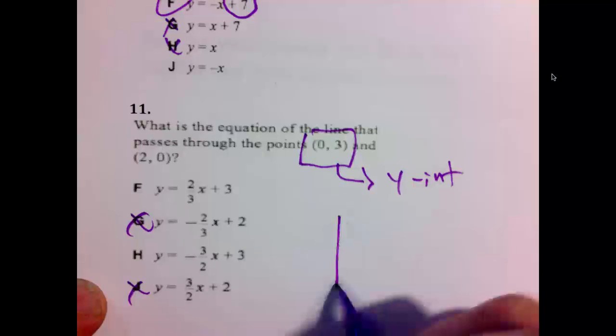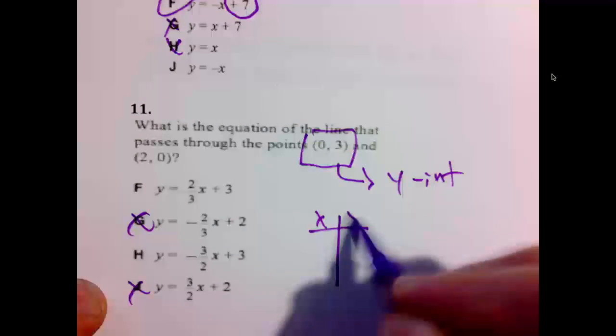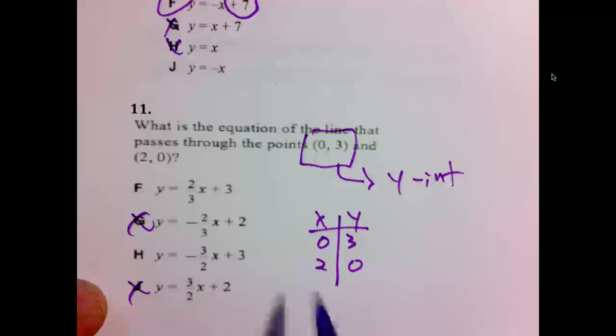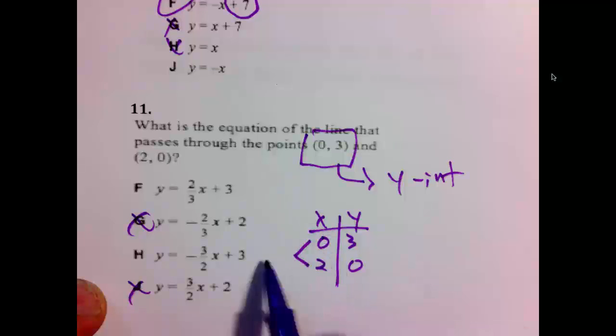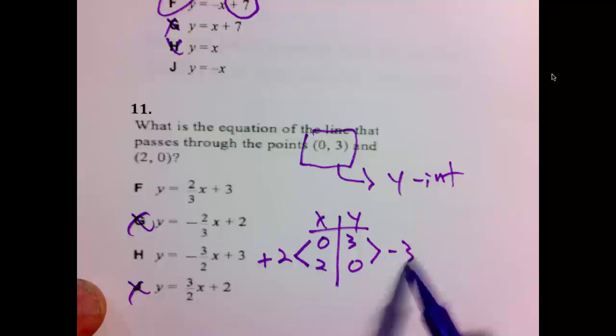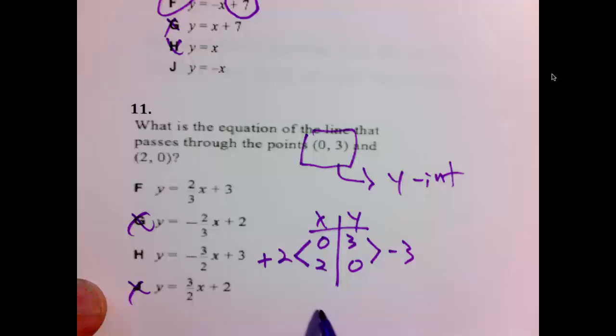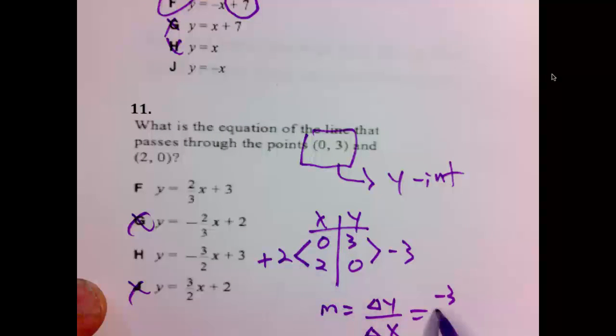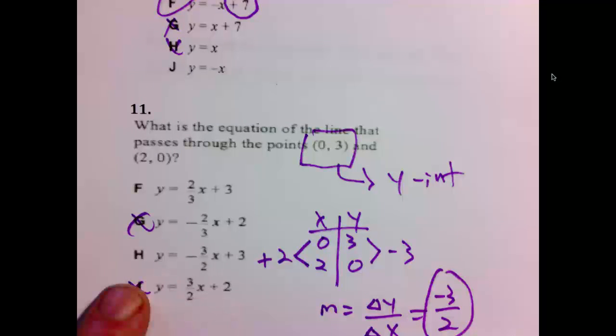Okay, I'm going to show another thing I can look at, X and Y. Here we have 0, 3. Here we have 2, 0. Notice, as my X increases up 2, my Y decreases down 3. That's negative slope. Slope is change in Y over change in X. Change in Y is negative 3, change in X is 2. My slope is a negative 3 over 2. Well, that's H.